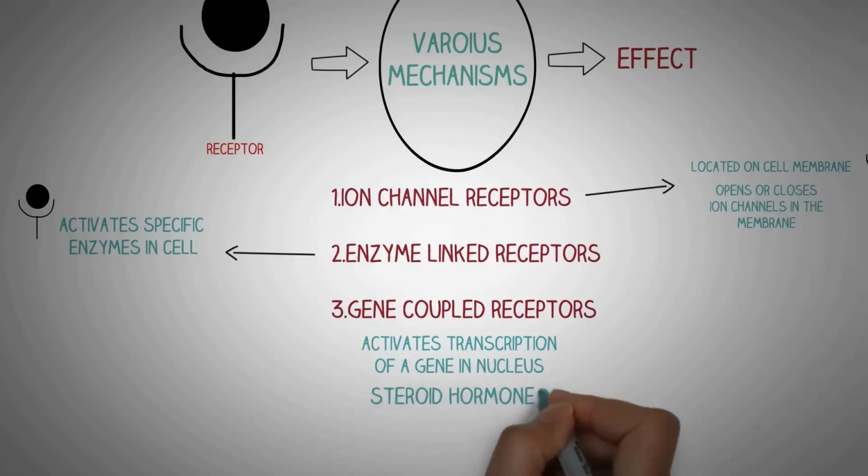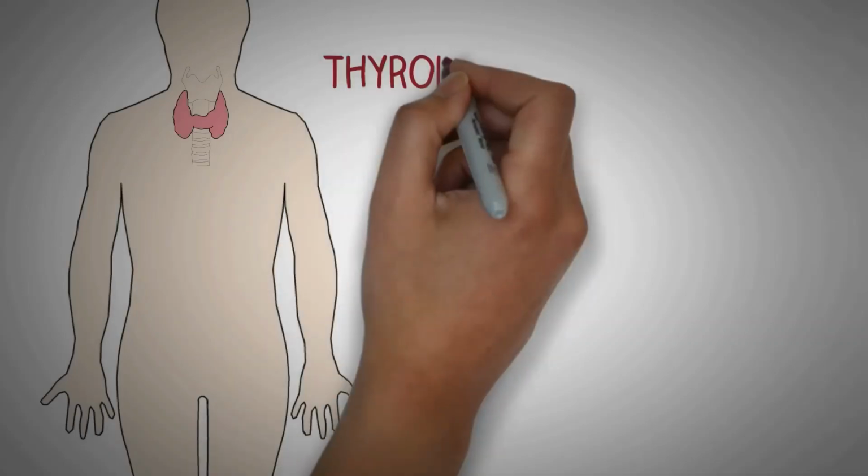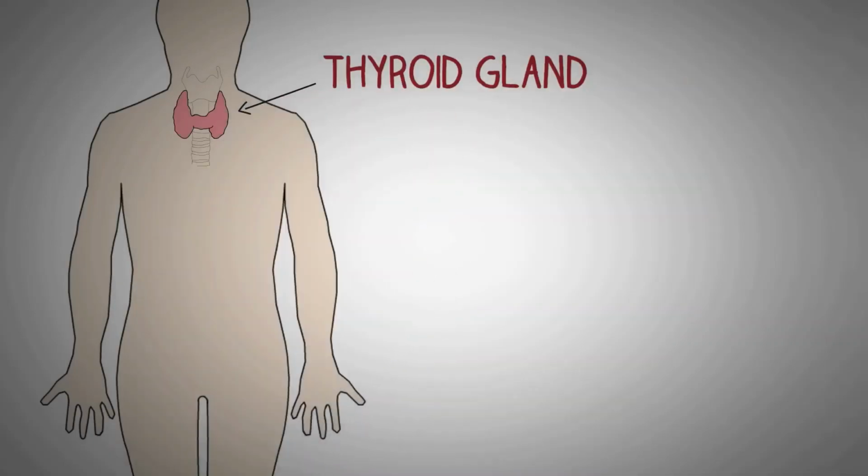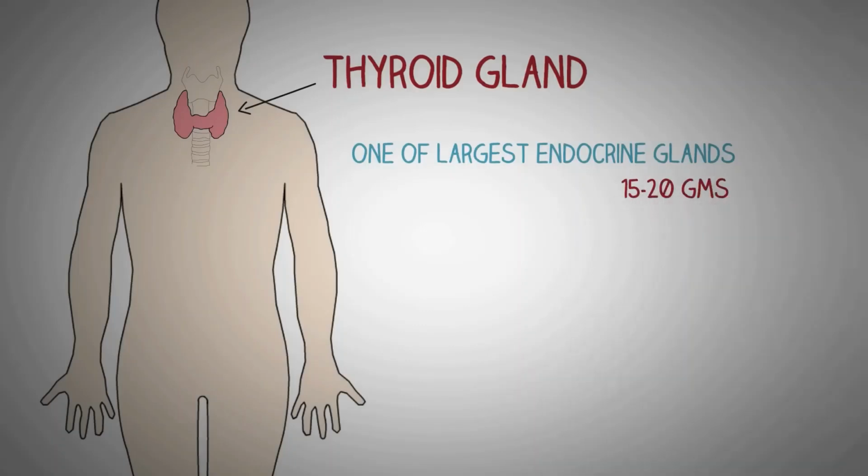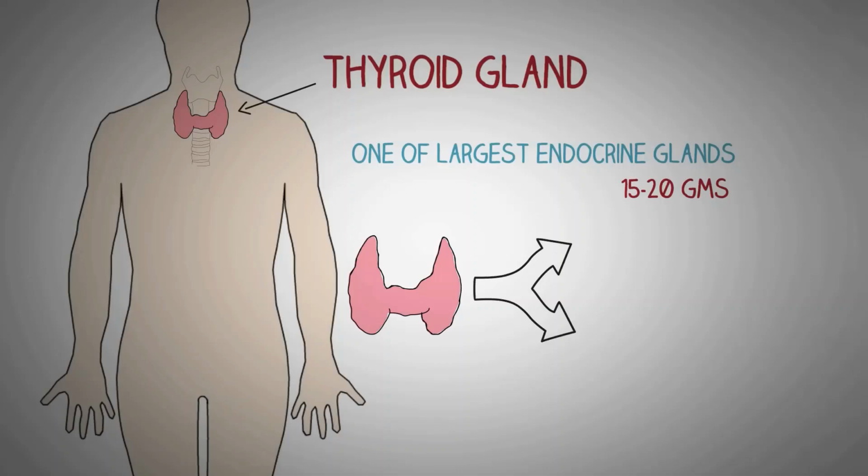We also have gene-linked hormone receptors where binding of the hormone to its receptor in the nucleus causes activation or deactivation of a transcription factor of a gene in DNA. An example of this is the steroid hormone, which increases the transcription of genes which are responsible for increased protein synthesis in the cell. So first of all, we will take a look at the thyroid gland.